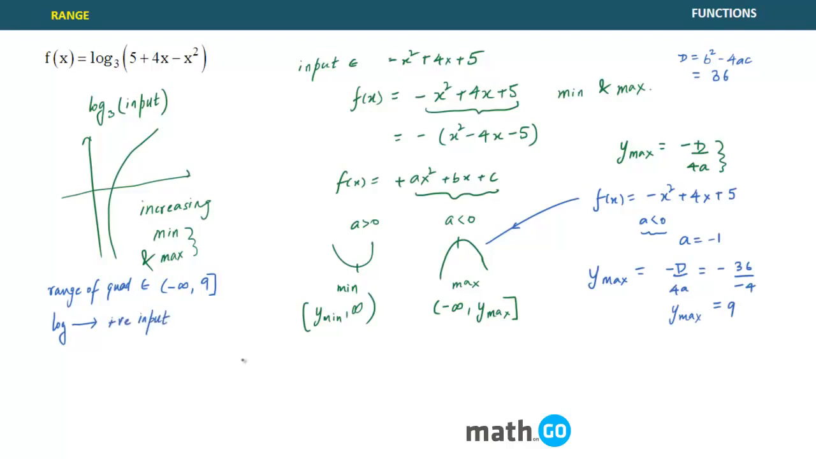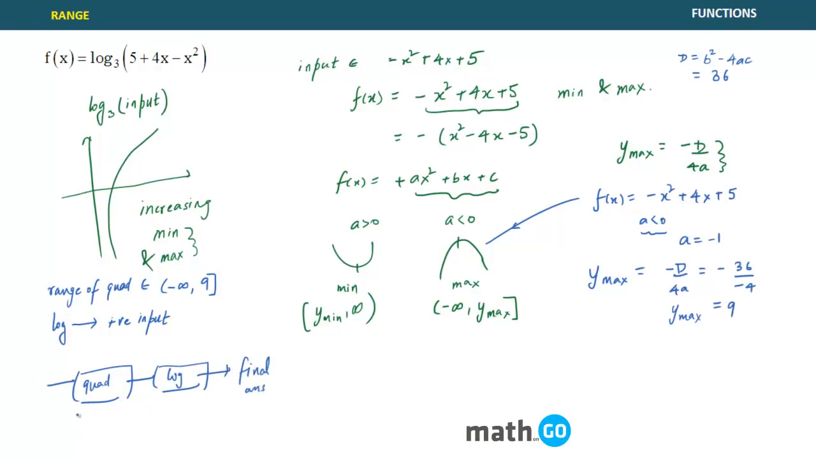So now this is working as a composite system. What composite system is it? Let me draw the diagram. First of all, you have a quadratic machine, the answer of which goes inside the log machine, and then you get your final answer. This is how it is working.